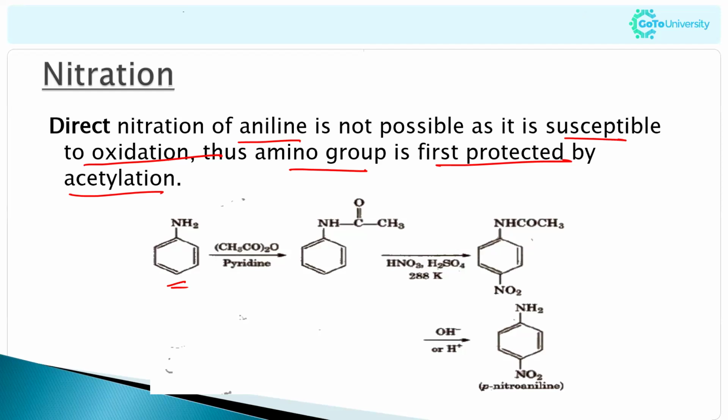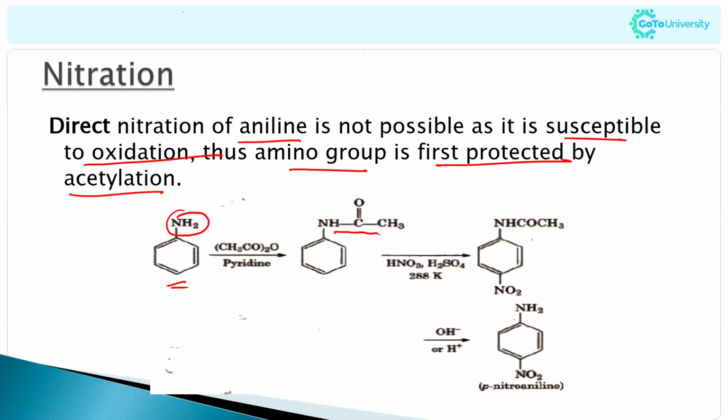Got it? So this nitro group is not possible directly. The reason is this NH2 group is also there, right? This NH2 group will undergo oxidation. So we have to protect this NH2 group before we do this nitration reaction. Then the remaining molecule will undergo this reaction and produce the corresponding product. Okay, so in order to do the nitration reaction, first we have to protect this NH2 group by acetylation.